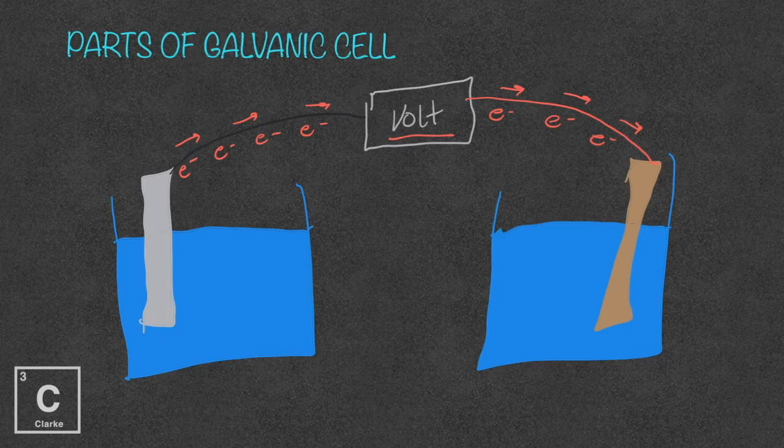Now, if we want our electrons to leave, then we have to put the oxidation at the side we want the electrons to leave. Because remember, oxidation means we're losing electrons.